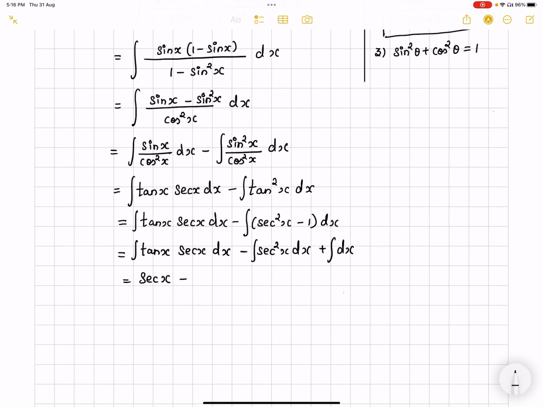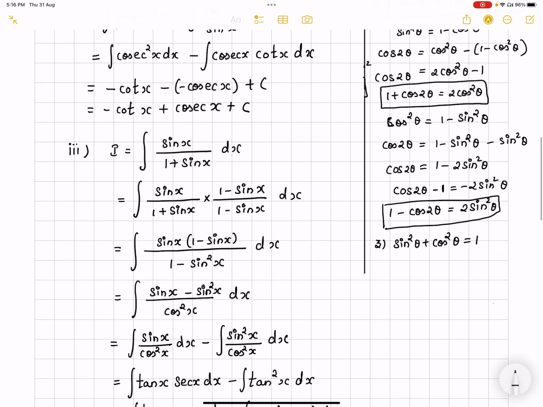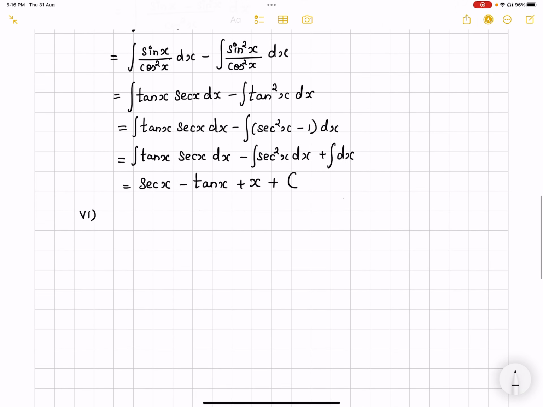And then here I would be having minus tan x plus x when I integrate dx, and then plus c. That's it. Now, one more question to go, or I would make it as three more. Let's have a check with that. The question goes something like this: secant x divided by secant x plus tan x, and we have dx.